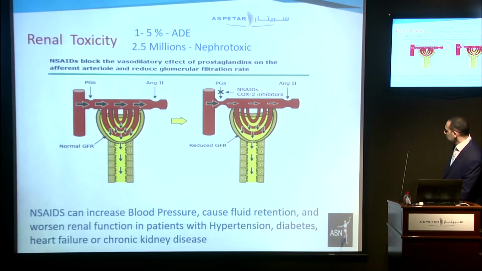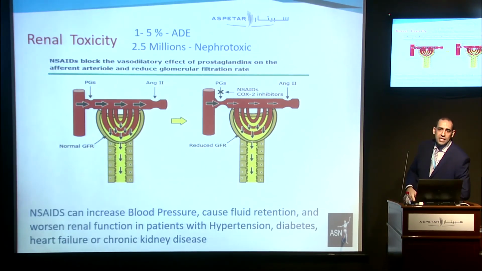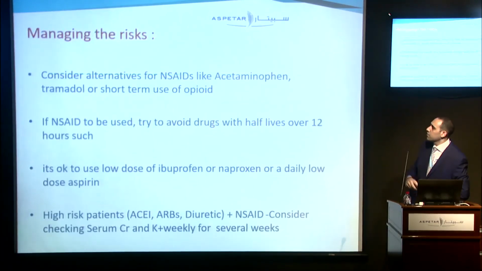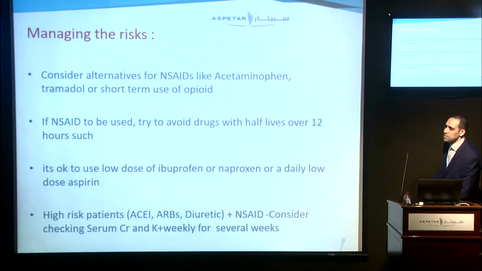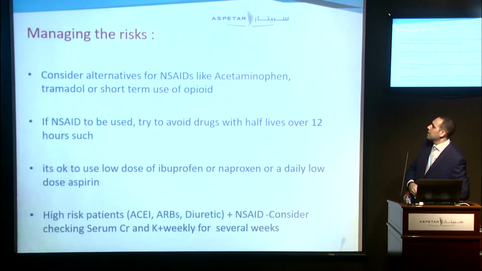That's why the American Society of Nephrology issued a strict recommendation for the use of NSAIDs in patients with risk factors such as hypertension, diabetes, or heart failure, or patients who are chronically using high doses of NSAIDs. The recommendation is to consider, in this group of patients, treatment other than NSAIDs, such as acetaminophen or paracetamol, tramadol, or short-term use of opioids.